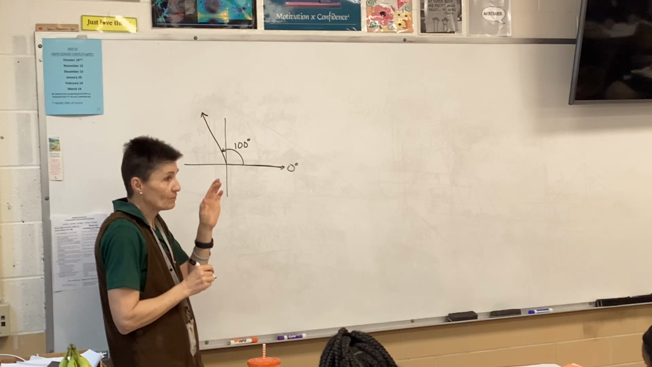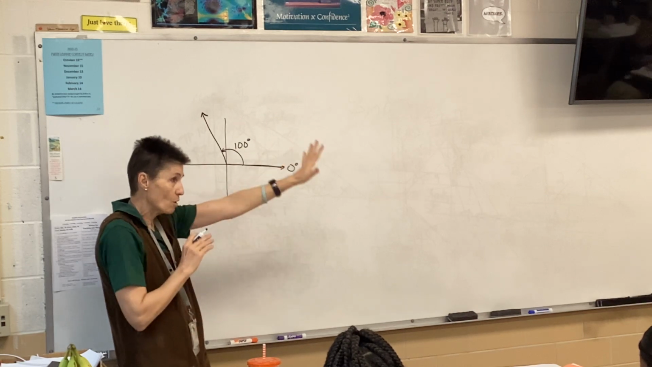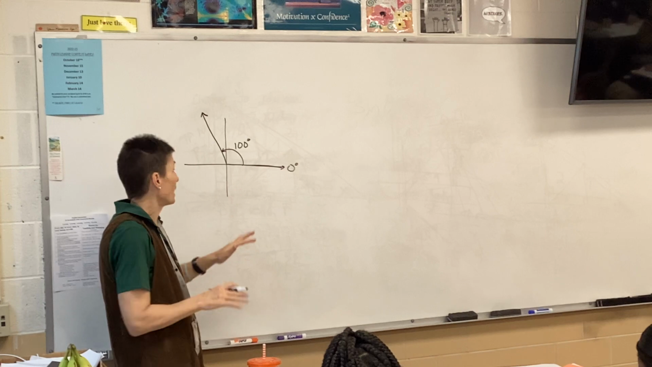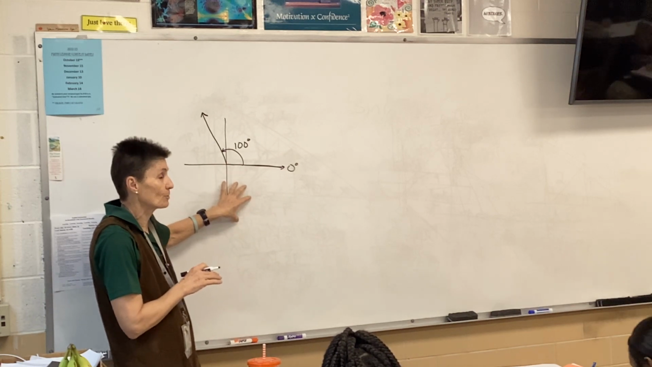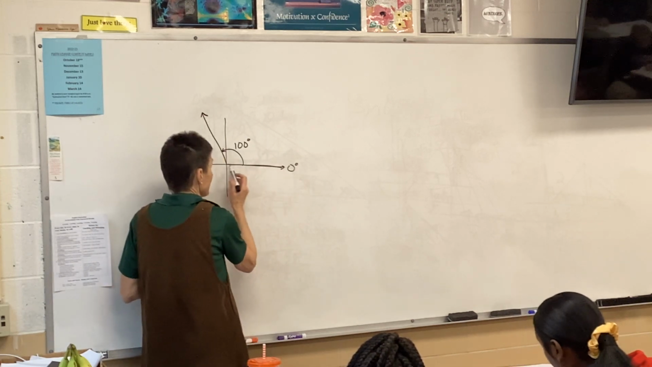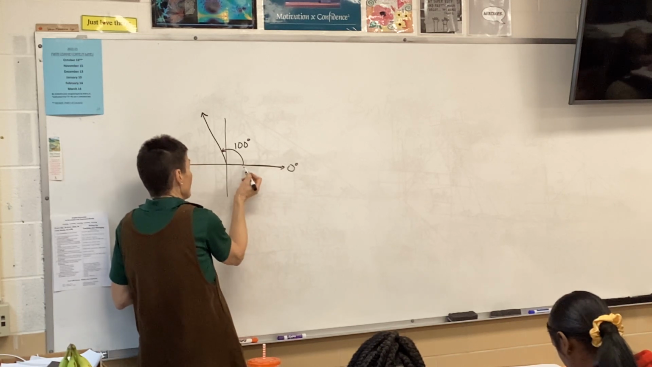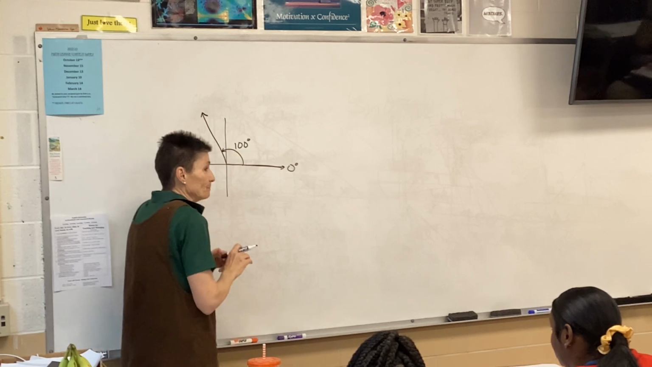Don't tell me it's confusing. I didn't write the rules. Navigation is its own animal. Every other angle you ever draw in your whole life in math class is going to look like this. 100 degrees is going to look like this. So we start right here, 0, positive x-axis, and we rotate counterclockwise. That's 100 degrees.